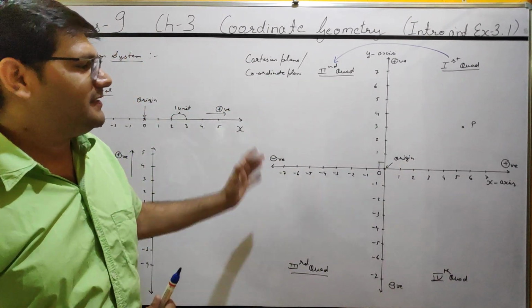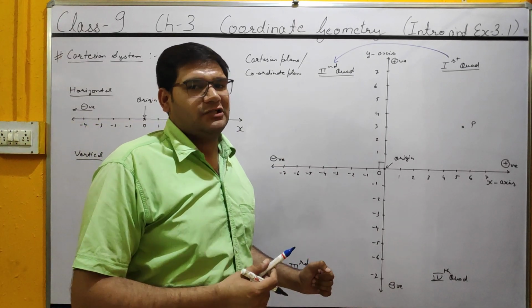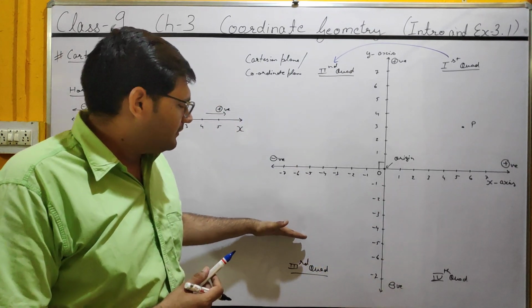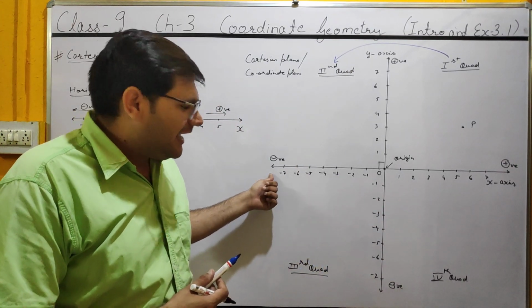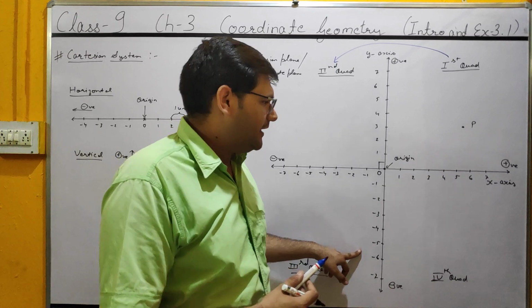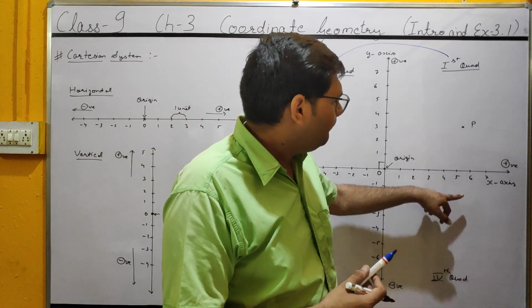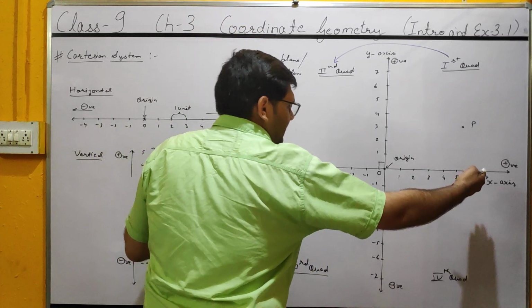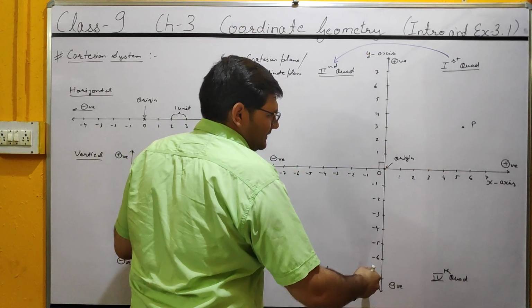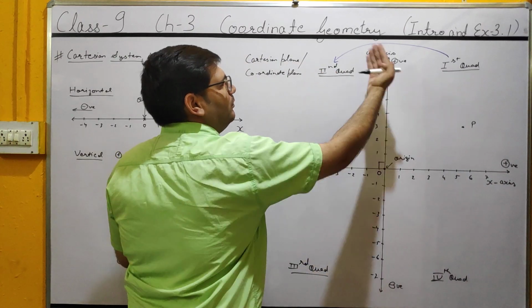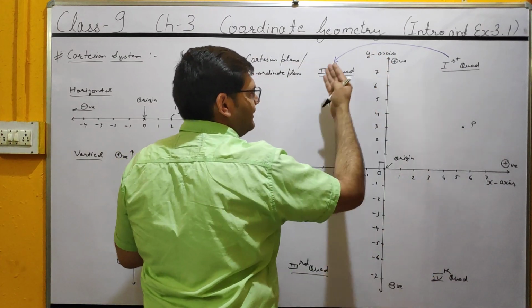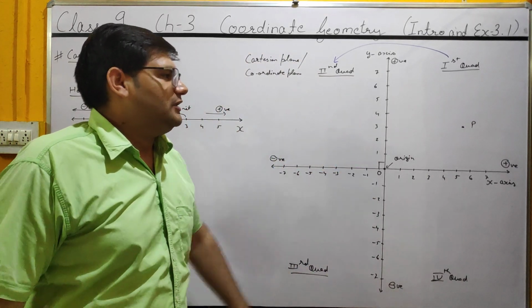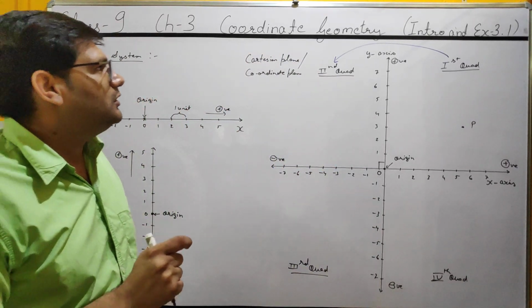Alright, so in this way, we have to name the quadrants also. First quadrant, second quadrant, third quadrant, fourth quadrant. In third quadrant, negative x and negative y. And here positive x and negative y. Clear? So this is x-axis, this is y-axis. Positive, negative, positive, negative. First quadrant, second quadrant, third quadrant and fourth quadrant. And this is origin.